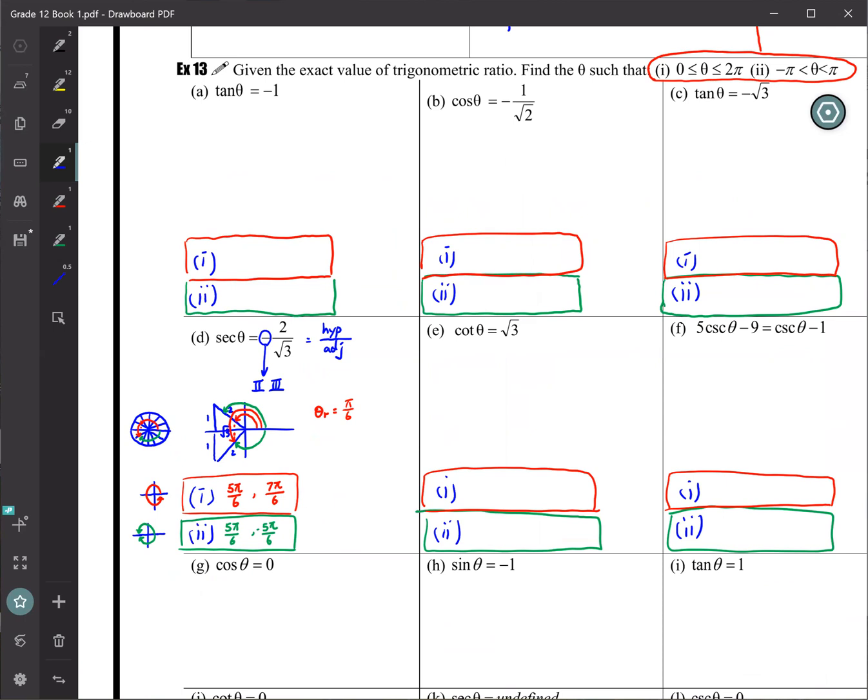I think 90% of the time, the domain will be just a normal one, 0 to 2 pi. But in some cases, they will give you a different domain, so just make sure you pay attention to that.